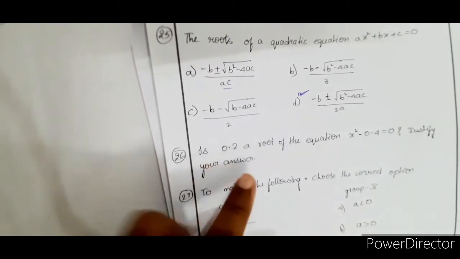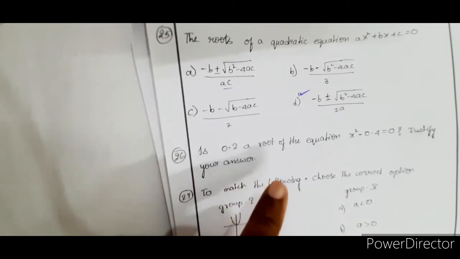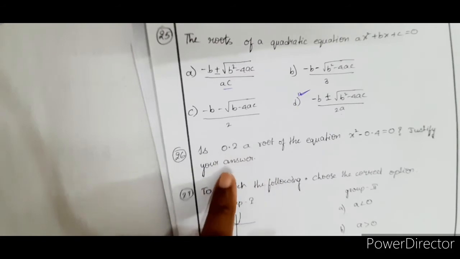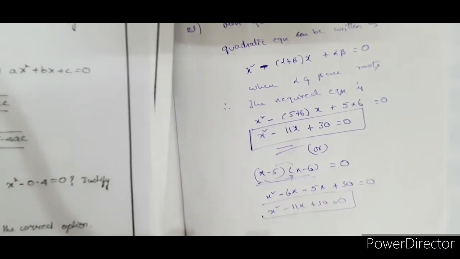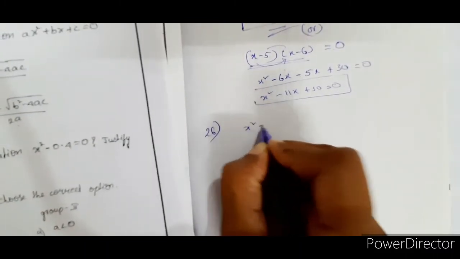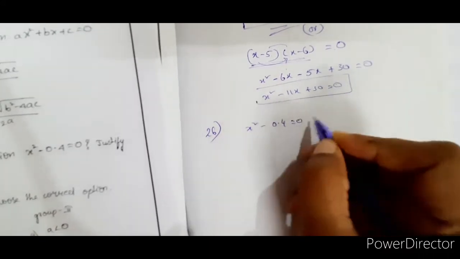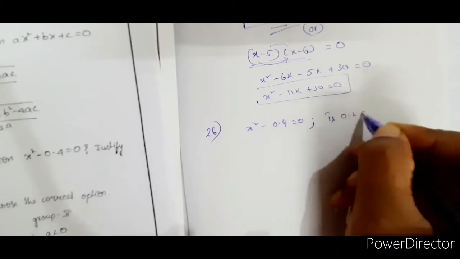Now, is 0.2 a root of the equation x square minus 0.4 is equal to 0? Justify your answer. This is an important question, so now let's solve this. The 26th problem. The given equation is x square minus 0.4 is equal to 0. And what is the question? Is 0.2 a root?